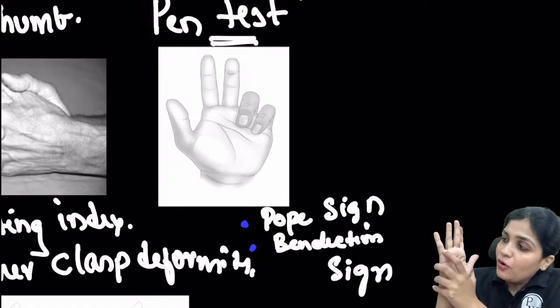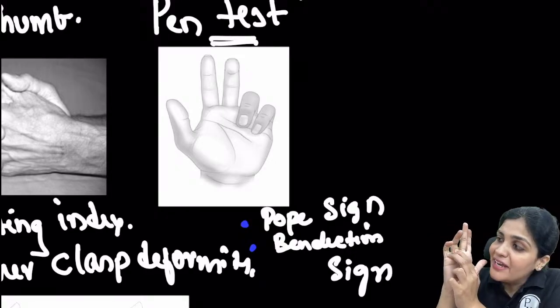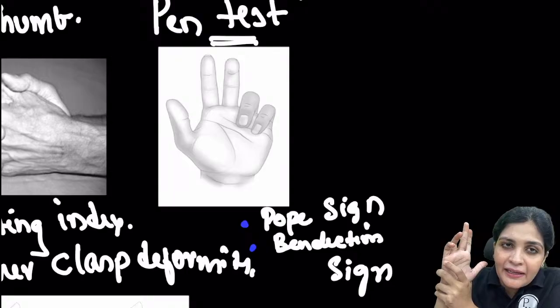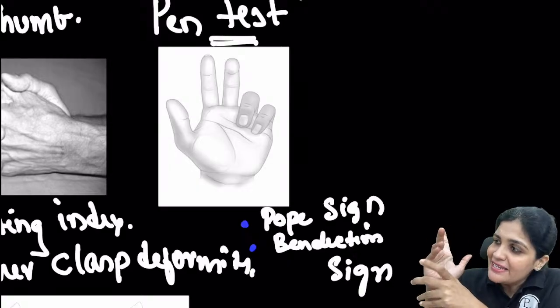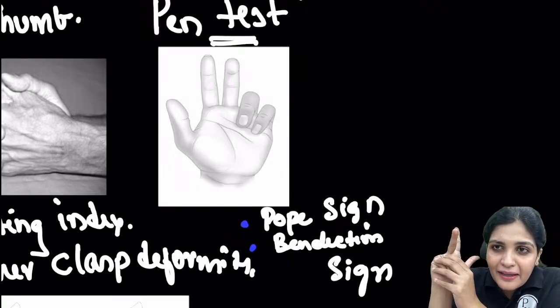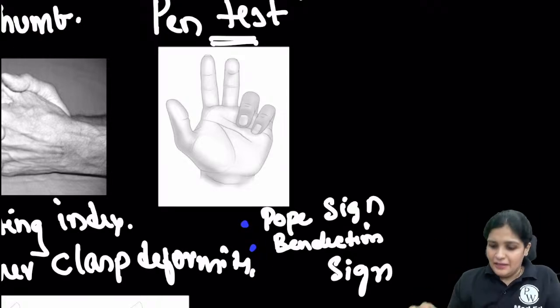So what is actually clawing? Clawing is hyperextension of the MCP and flexion of the IP. Can you see that? My hand is a claw hand. Whenever you see the Pope sign, what we are seeing is flexion of the MCP, right? Understood? Are you understanding? Yes, ma'am. Yes, very good.